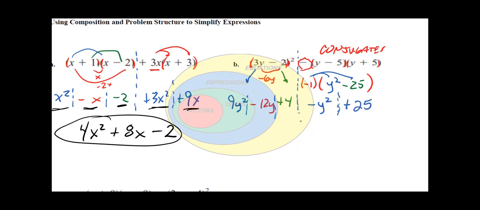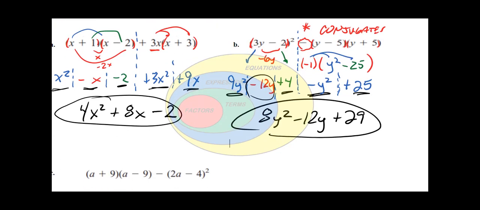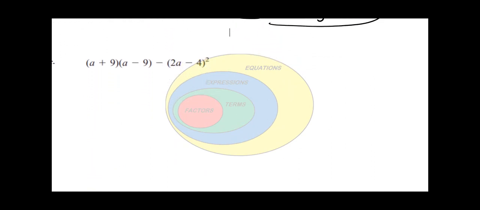So again, just making sure we see the factors in the terms. That negative 1, since it starts with a negative, it's actually a factor of negative 1. So all of our terms are separated. We should be able to just combine like terms now. We have a 9y squared and a negative y squared. That's an 8y squared. We don't have any more y terms, so we got the negative 12y. And then the positive 4 and a positive 25 is a positive 29. Okay, so again, we're using the structure of the problem to help us keep track of our multiplications and our answers as we go.